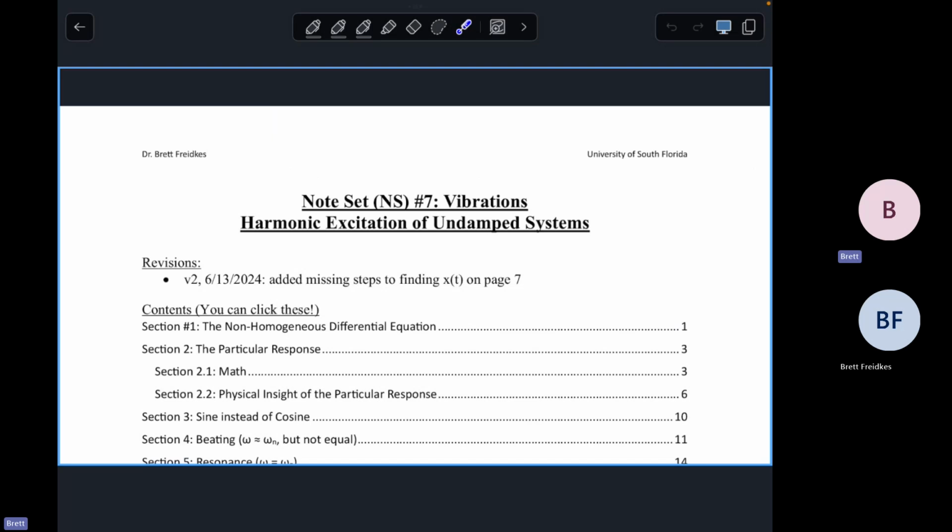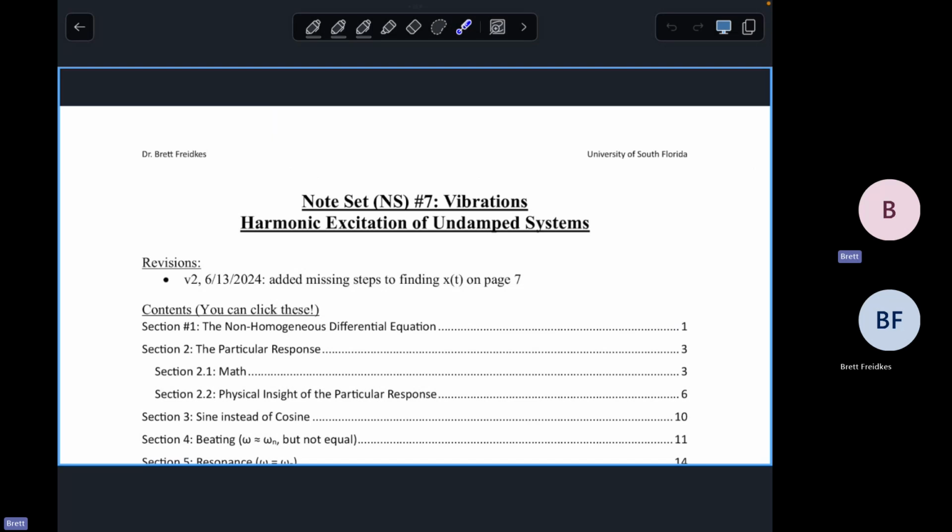We can do whatever you want. But I just want to remind you of things that are important to study. I'll also let you know things that you don't need to study as we go through the note sets, because there's some derivations in there that I will not test you on at all because they're just too ridiculous. So we're going to start with harmonic excitation of undamped systems.